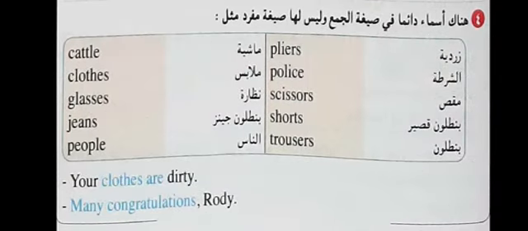Some words or some nouns are always in the plural form. There is no singular form for them, like cattle, cloth, glasses, jeans, people, players, police, scissors, shorts, trousers. Your clothes are dirty. Many congratulations, Rudy.